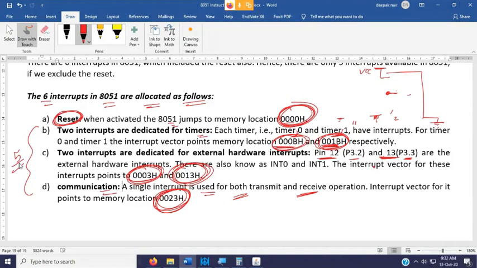In the 8051, 2 interrupts are externally available for the user, 2 interrupts for the timers and 1 interrupt for the communication. So basically we can use externally only 2 interrupts. The rest are timer and communication. And we have reset, which we can consider to be an interrupt, which makes it 6 interrupts in total. Okay. Done.